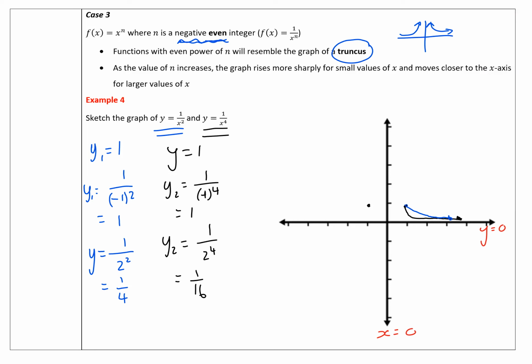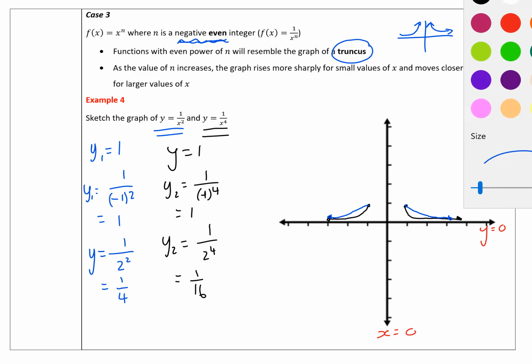Again, to the left, we're going to approach really quickly. And the truncus, or 1 over x squared, will do so a little bit slower. Now, remembering that these have crossed over, we can still do the math and double check it.